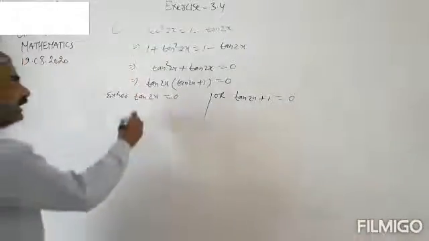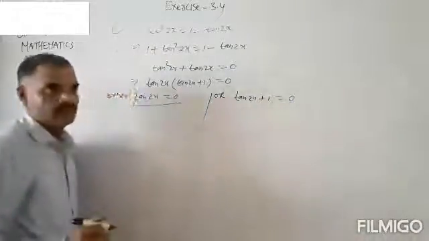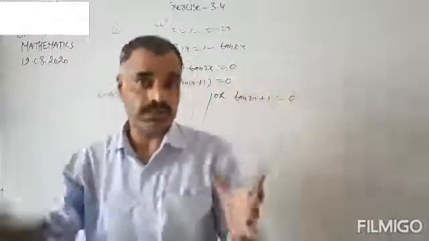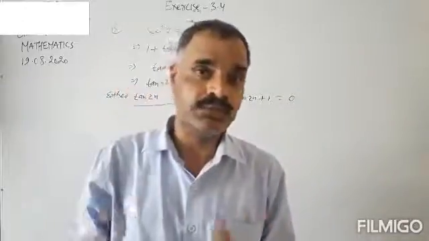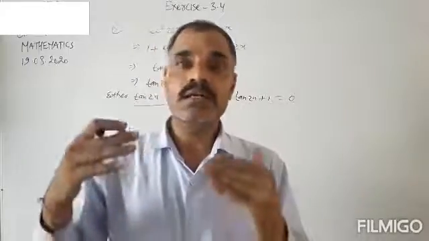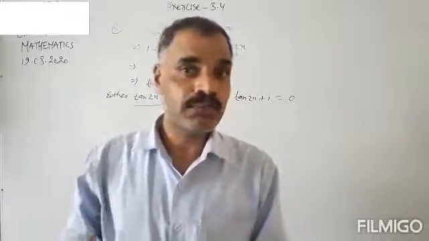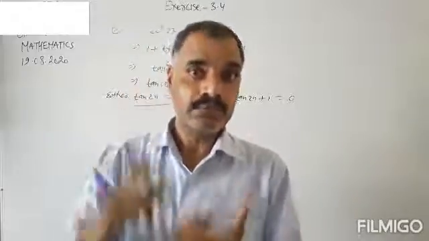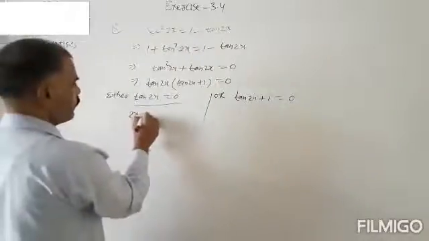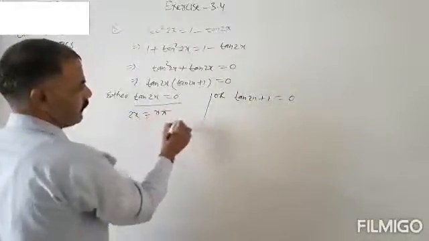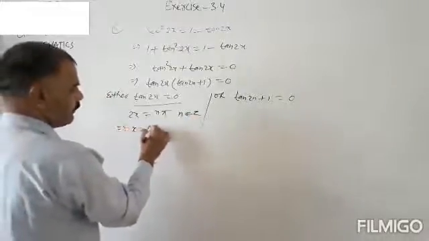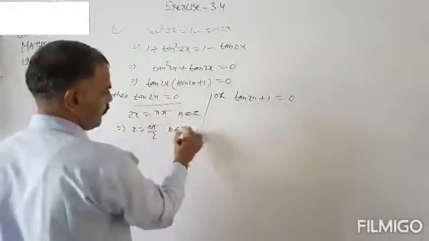So tan 2x equals 0. Tan x equals 0 at x equals 0, x equals pi, x equals 2 pi. That is why tan x equals 0 at x equals n pi, where n belongs to the integers. So 2x equals n pi, n belongs to Z. So x equals n pi upon 2, n belongs to Z.